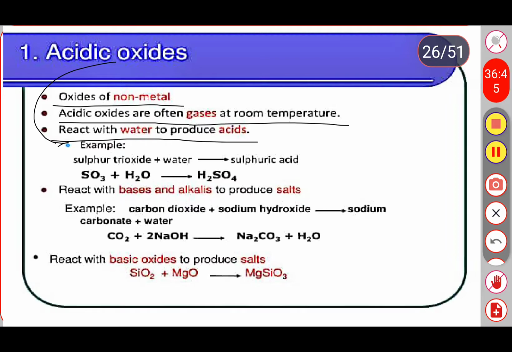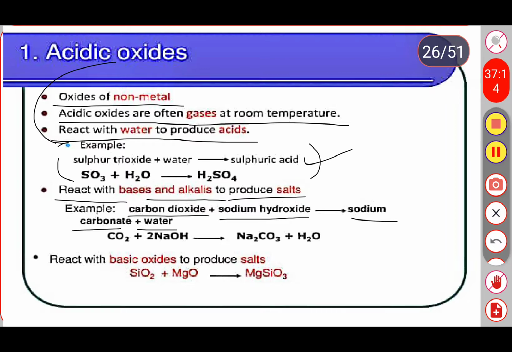When we dissolve it in water, it forms sulfuric acid. Next, acidic oxides react with bases and alkalis to produce salt. For example, when carbon dioxide is combined with sodium hydroxide, it forms sodium carbonate and water. The next one is that they react with basic oxides to produce salts. So these are a few pieces of information related to acidic oxides.